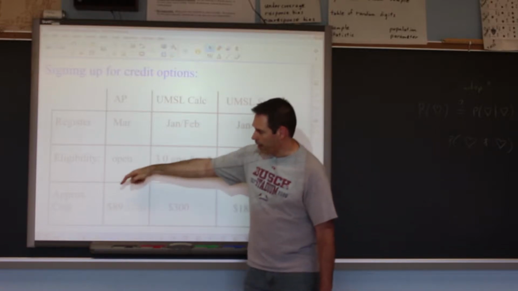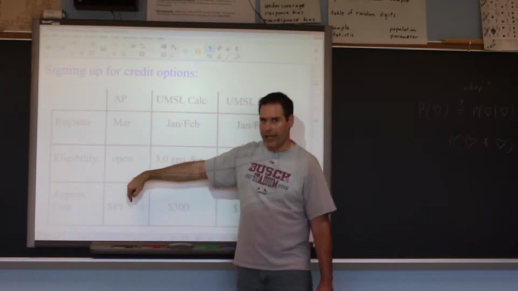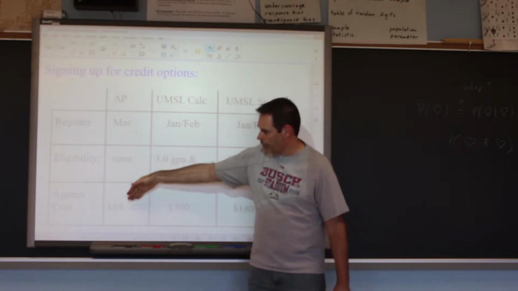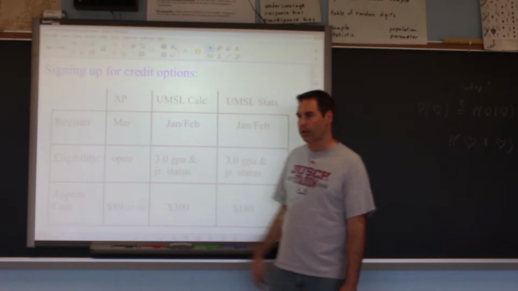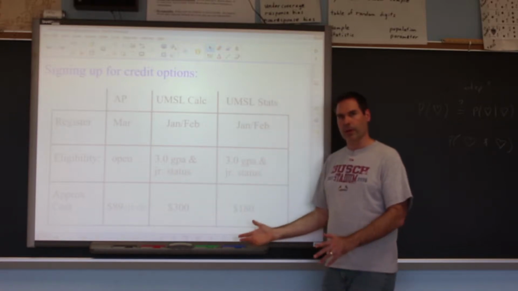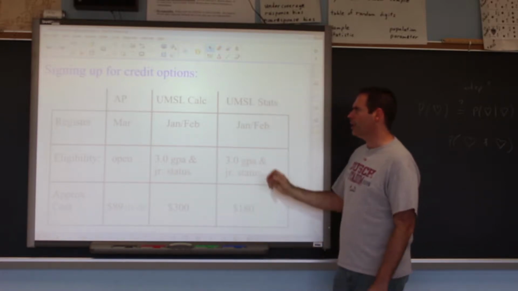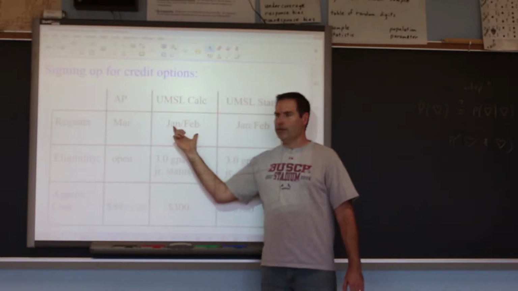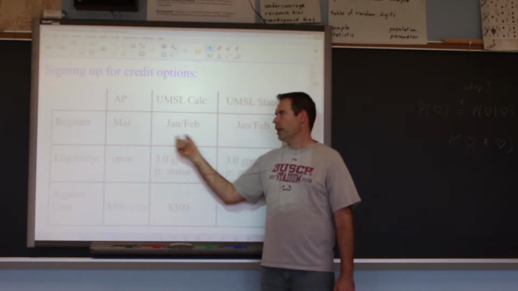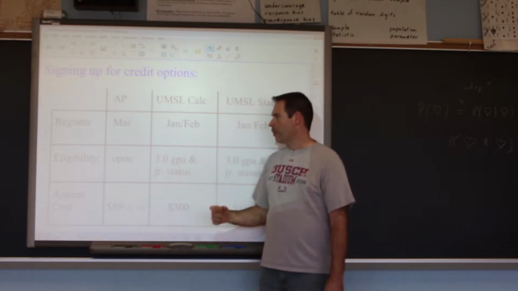The AP exam generally costs about $89. That varies a little bit from year to year. This is the 2011, 2012 value that I've got, and it does change a little bit from year to year, but it's been fairly stable lately. If they're taking UMSL's Calc credit, registration for that generally happens during the month of January and ends the first week of February.